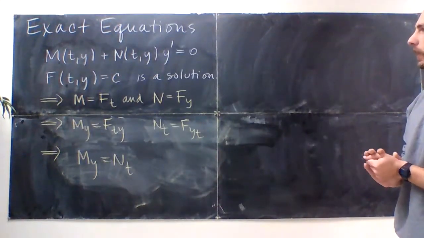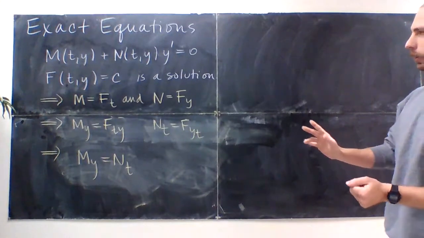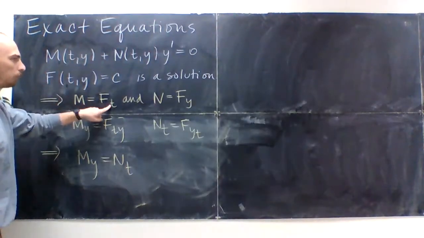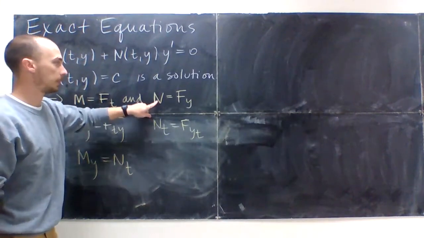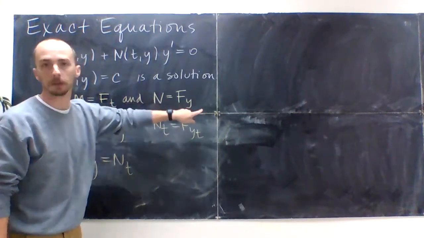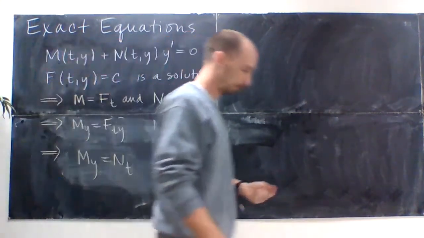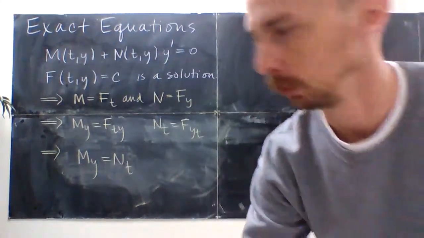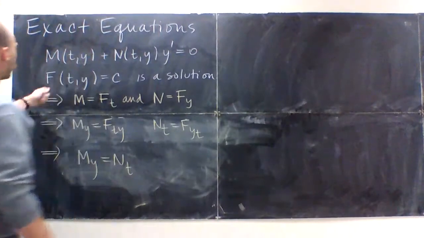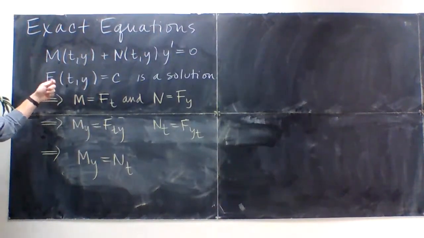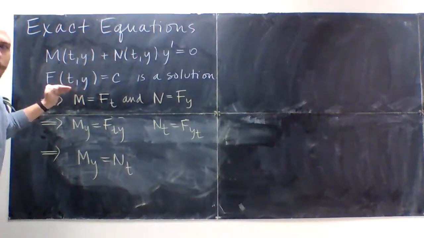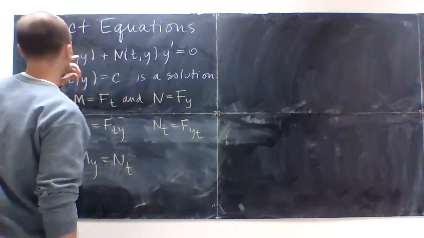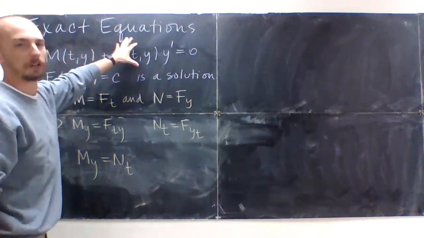Because if we want to find f, we can find it by taking the antiderivative of m with respect to t, and by taking the antiderivative of n with respect to y. So the solution here is that this f is actually the potential function for the vector field that has first component given by m and second component given by n.